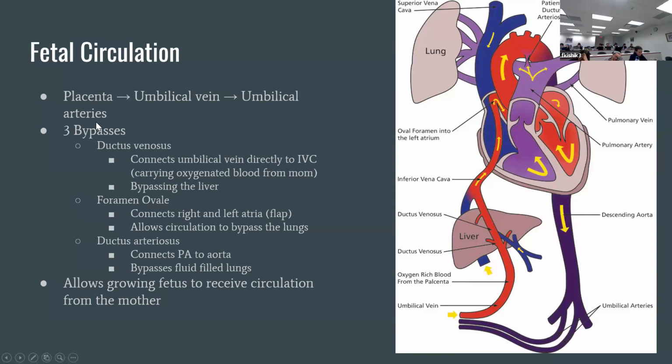What's that? Pulmonary artery. So after it goes to the aorta, yes. So blood mixes via the patent ductus arteriosus. So there's a connection between the pulmonary artery and the aorta. Everyone with me still?